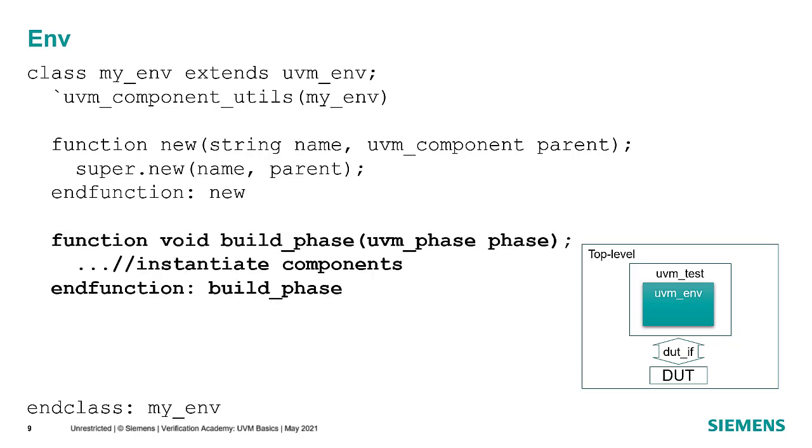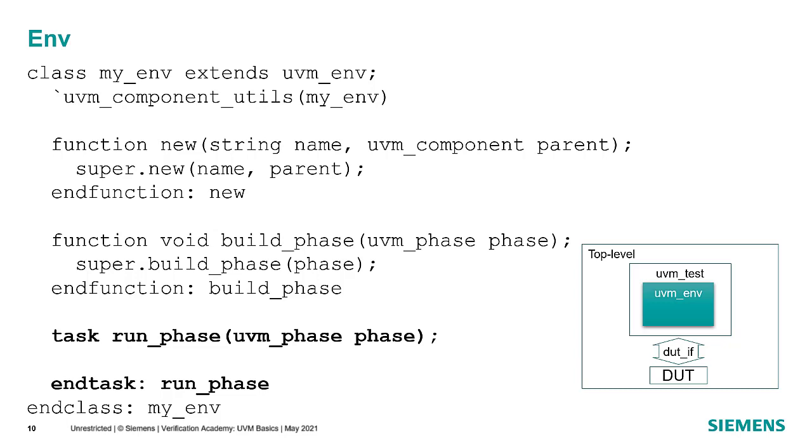Then we have the build phase method. So this is a function. The argument is something we call a phase of type uvm_phase. And in the build phase method, this is where we instantiate all of the components that are in our environment, our agents, our scoreboards, our coverage collectors, and what have you.